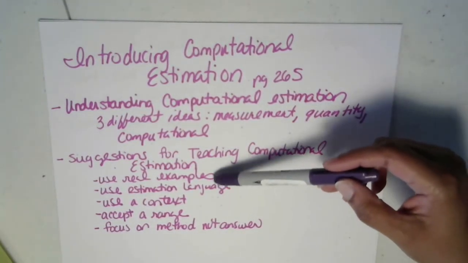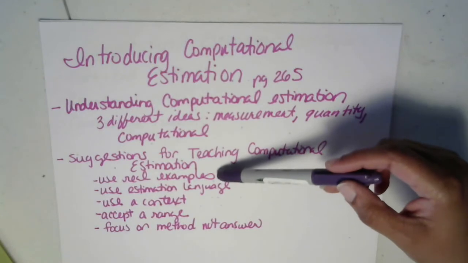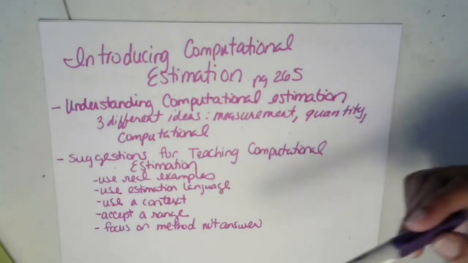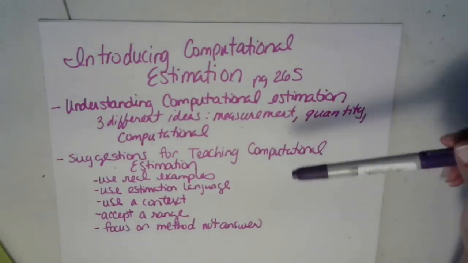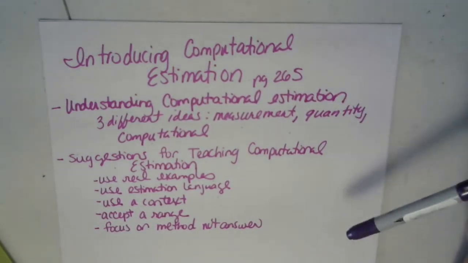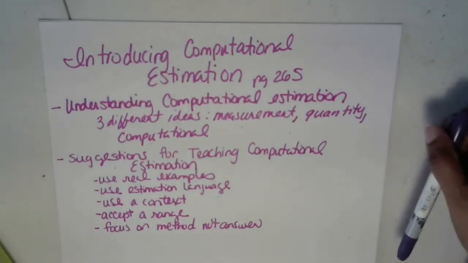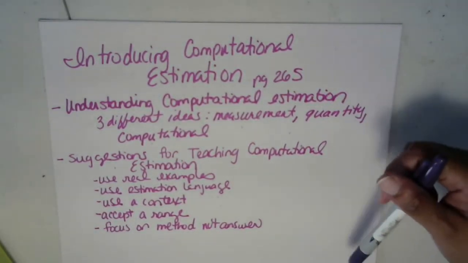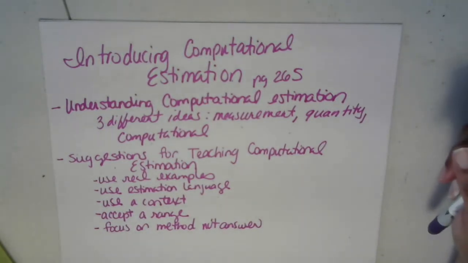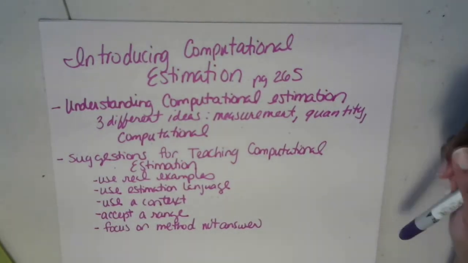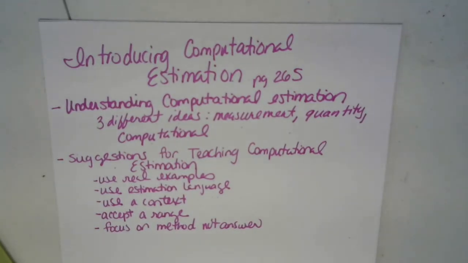Some suggestions for teaching computational estimation. Use real life strategies and examples. The jar full of bears. Let's estimate how many bears are in here, little Teddy Graham bears. And let's estimate that based on some type of reasoning and strategy. Use estimation language. Words and phrases such as about, close, just about, a little more, less than, between are part of the language of estimation.